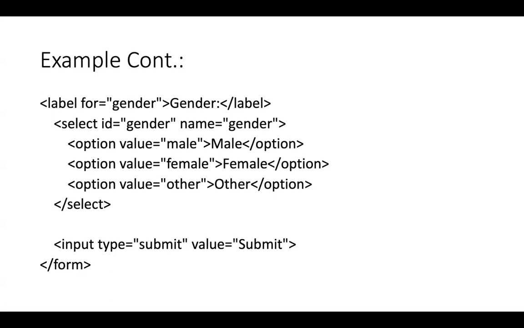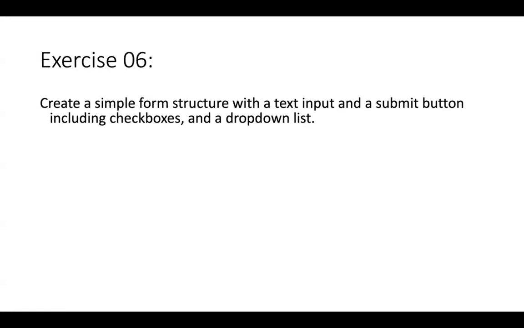So like that. Then we have a button called submit. The value is submit and the type is submit. That means we are going to submit this form. All right. Okay, here we have an exercise. We need to create a simple form structure with a text input and a submit button, including check boxes and the drop down. Let's do that.